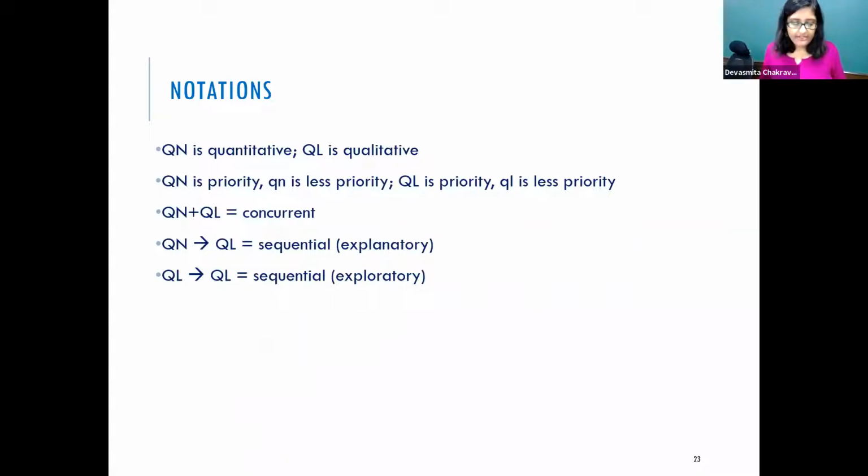Sequential explanatory is QN leading to QL. No more plus happening here. And sequential exploratory is QL, sorry, there's a typo, there's a mistake here. It should be QL leading to QN and not QL. The second one should be a QN.